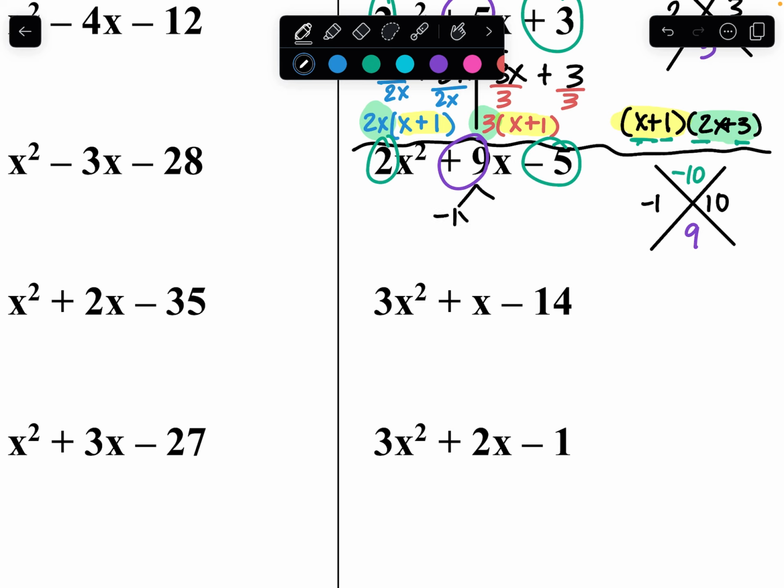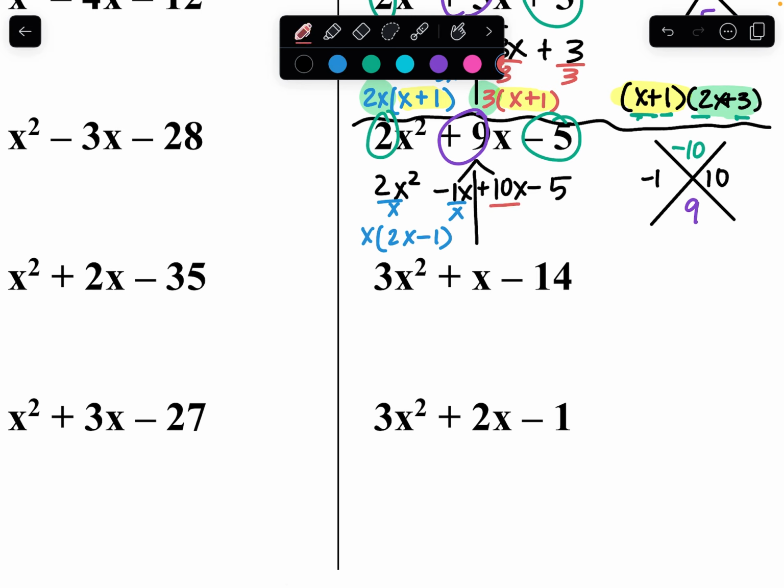So we can get an x out of the first pair, leaving a 2x minus 1 in the parentheses. And then out of the second pair, we can divide by 5, which would also lead to a 2x minus 1. So the parentheses match, so that means we've done everything right up to this point. And so 2x minus 1 is one of my factors. And then the other factor comes from this x plus 5.